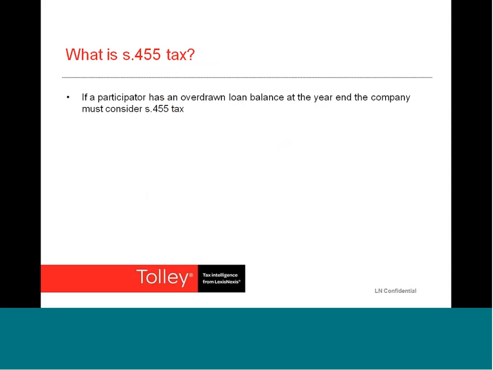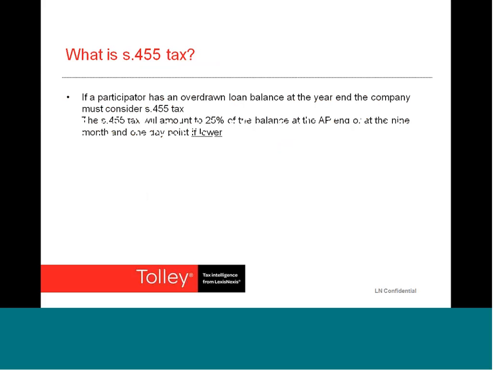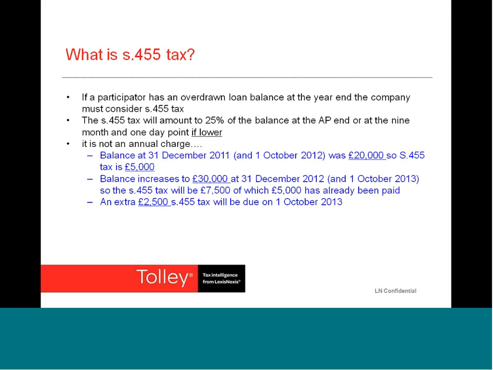If a participator has taken a loan from the company or has an overdrawn loan account at the end of an accounting period, then we have to consider this penalty tax. And so what we do is we look at the amount outstanding at the end of the accounting period or at the normal due date, which for small, medium-sized companies is 9 months and 1 day after the end of the accounting period. And we look at the lower amount outstanding on those 2 dates. And that times 25% is an amount of penalty tax that the company will have to pay. Now, it's not an annual charge. It's on loans as and when you take them out.